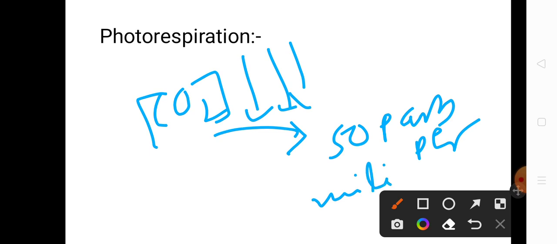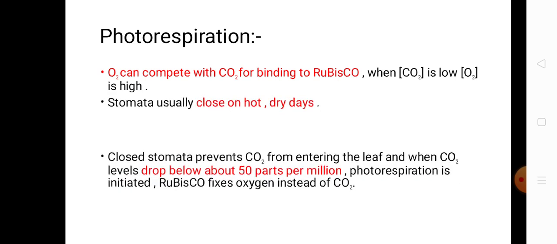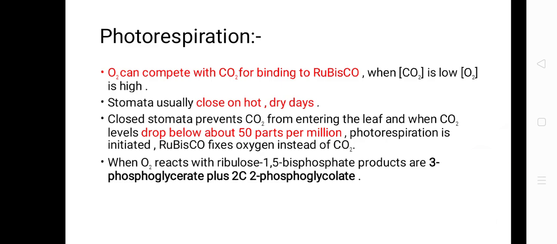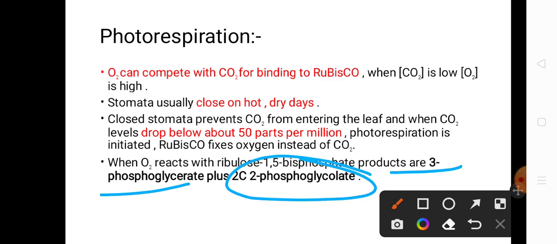When the CO2 level drops below 50 parts per million, ribulose bisphosphate carboxylase starts fixing O2 instead of CO2, and this is photorespiration. As a result, RuBP reacts with oxygen instead of CO2 with the help of the enzyme, and two things are generated. One is the 3-carbon 3-phosphoglycerate, which was also the compound in our CO2 fixation, as well as the 2-carbon 2-phosphoglycolate.